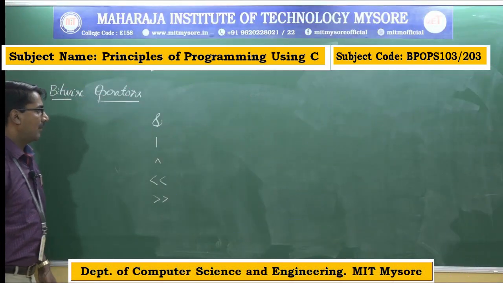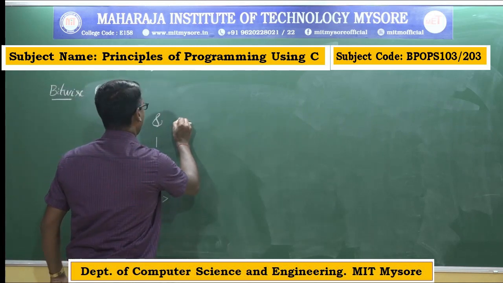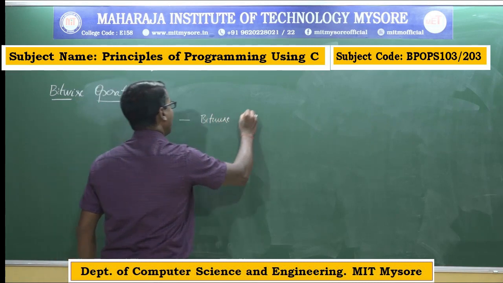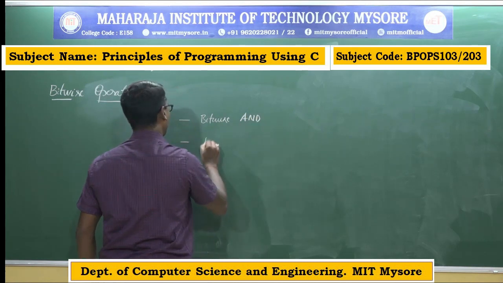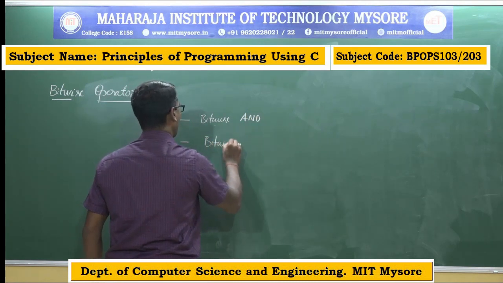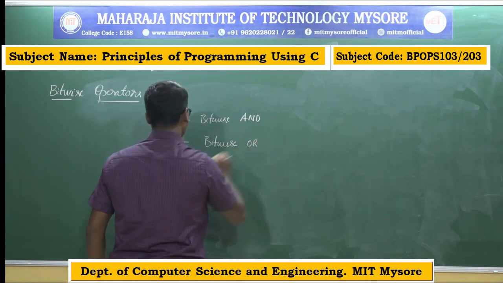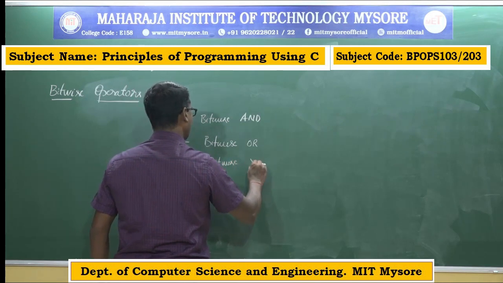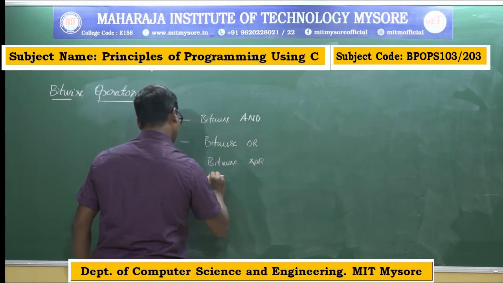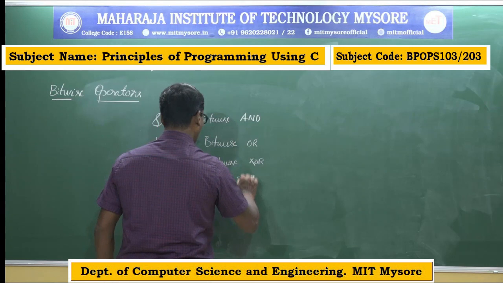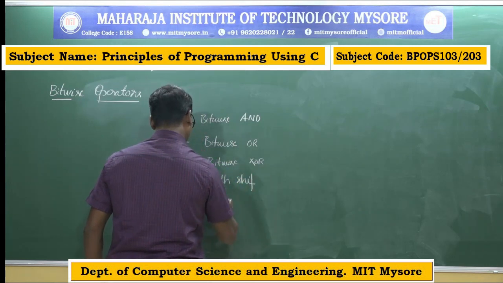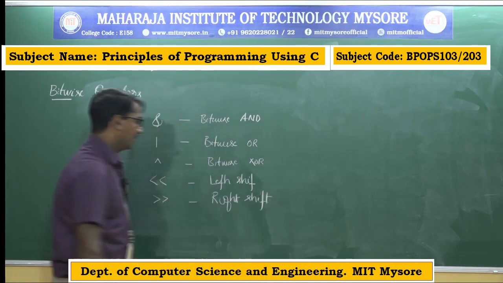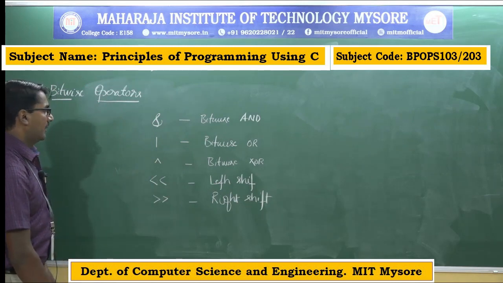Okay, these are the operators available in C language: bitwise AND, bitwise OR, bitwise XOR, left shift, and right shift. Okay, these are the 5 operators available in C language.